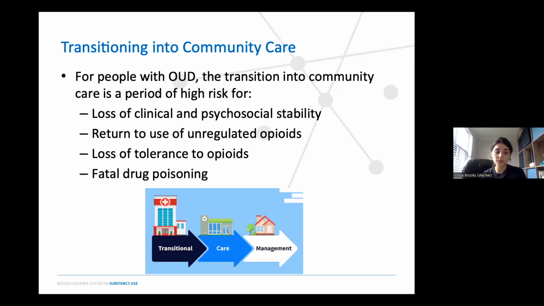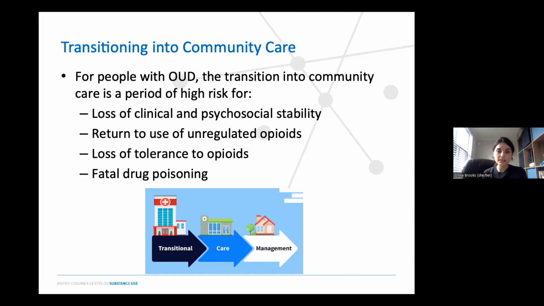Firstly, substance use. Returning to your regular environment can increase cravings. Secondly, sociostructural challenges can also present. Depending on how long you've been out of the community, you might have lost housing, or your housing might be significantly disrupted. You might have lost your financial means to support yourself during that time. So these are all major stressors that can culminate in return or increase in substance use.